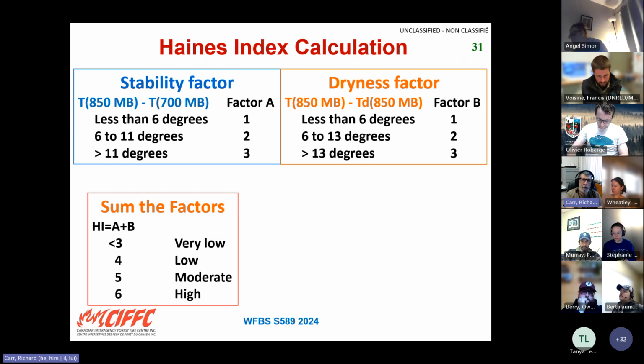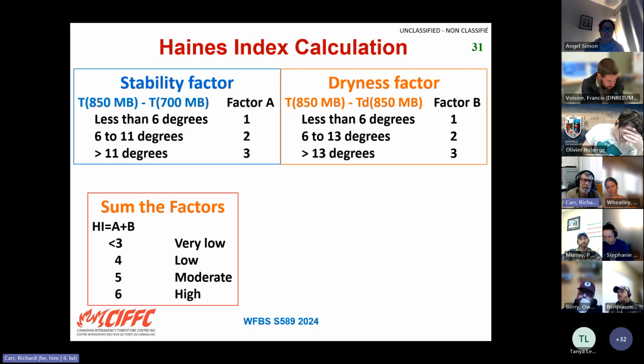All right, so on the left, stability factor, difference in temperatures between the 850 and 700. So if you're going to have an unstable atmosphere, well, it's probably going to be warmer down below. So you'll end up with a positive value for that stability factor. And you can give it a ranking just based on the temperature difference between those two levels. So greater than 11 degrees, you give it that higher ranking of 3.